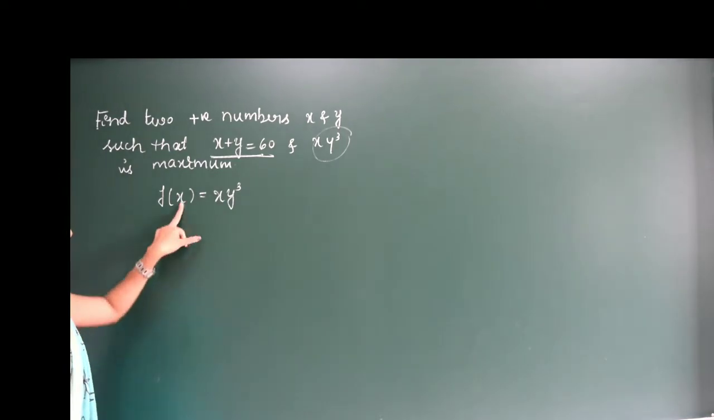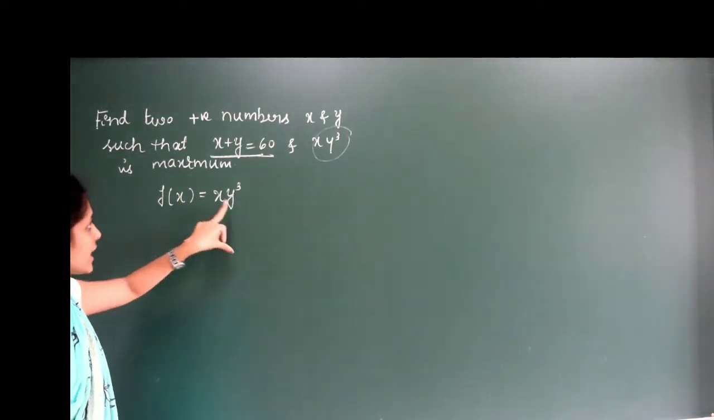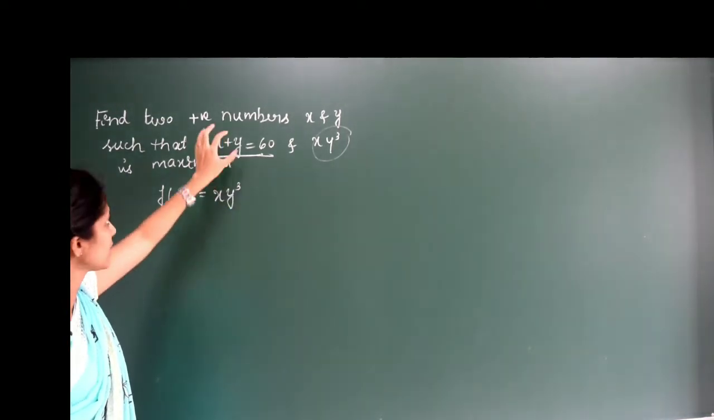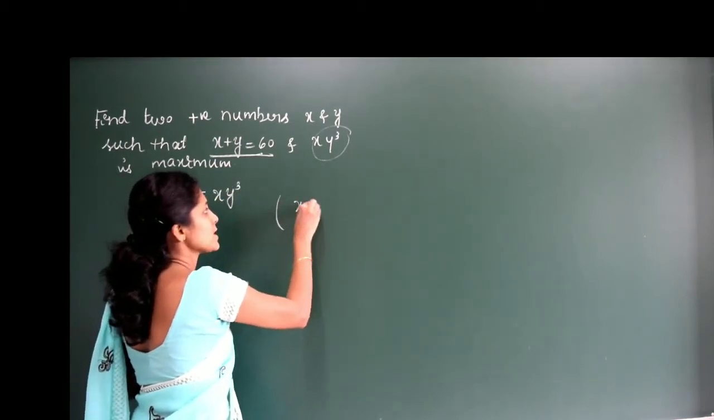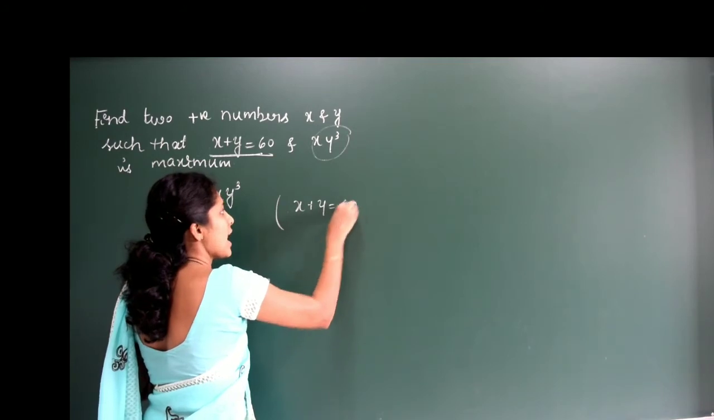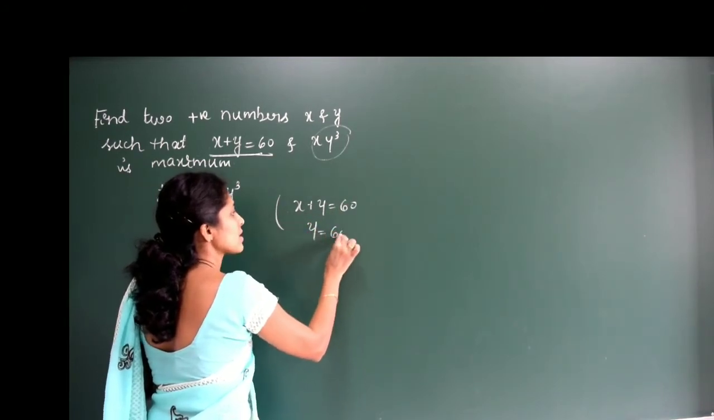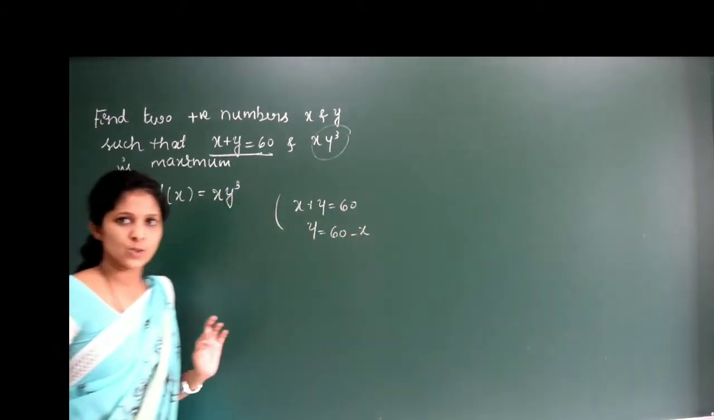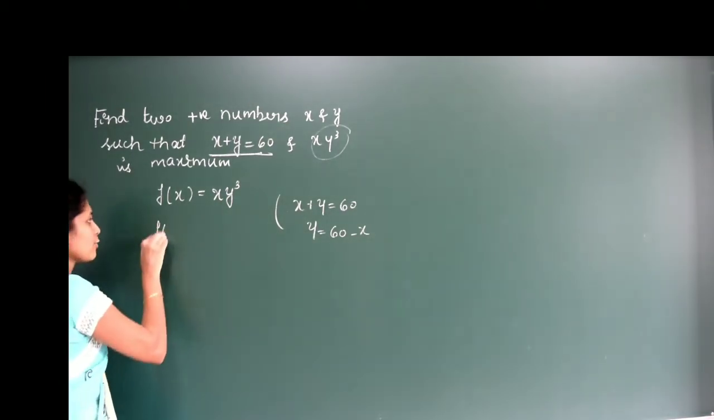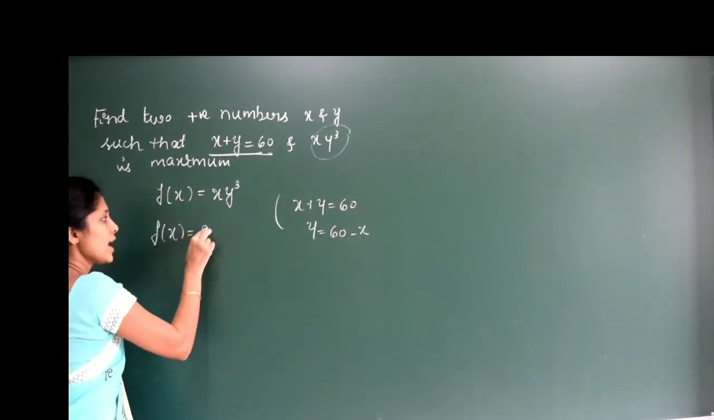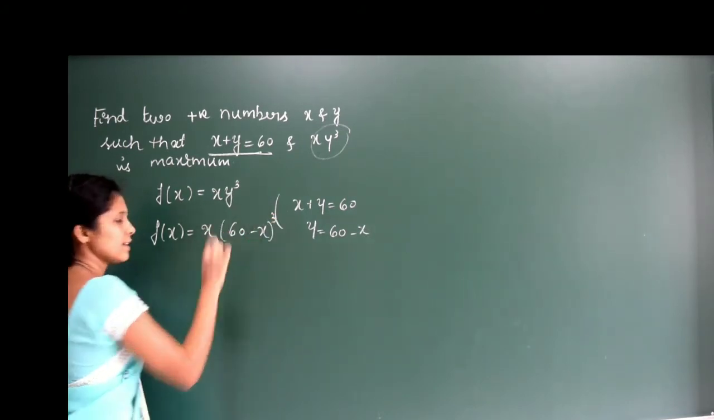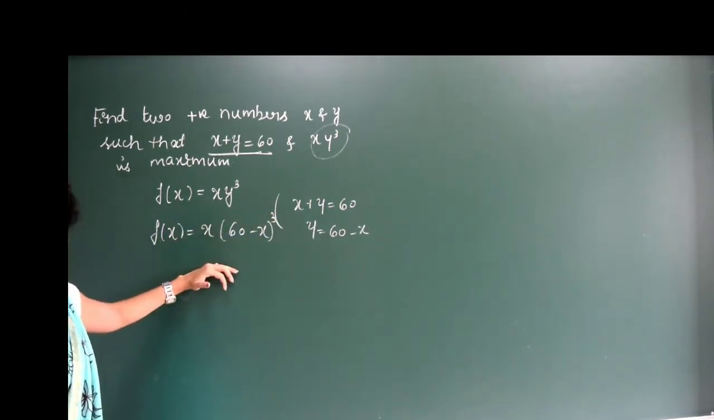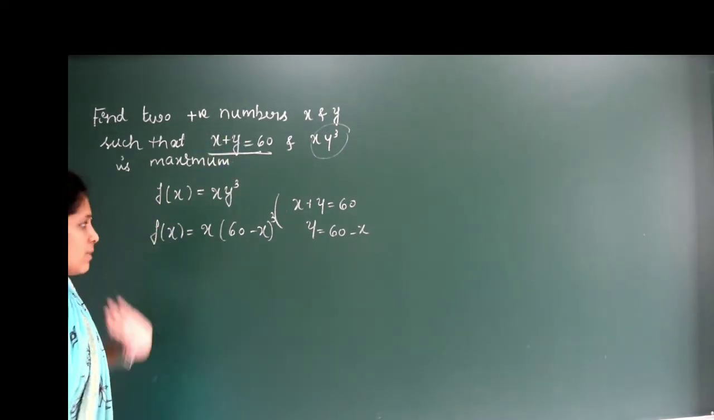Okay, now see, this is a function in the form of x and y. Here y cube is there, so we will convert it into the x form. Here we have x plus y is equal to 60. I can write y is equal to 60 minus x, right? So we will substitute this one. So f of x is equal to x into 60 minus x whole cube. Is it clear? We will use the second derivative test to prove this is a maximum value.